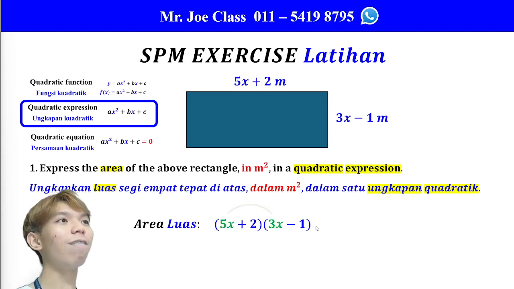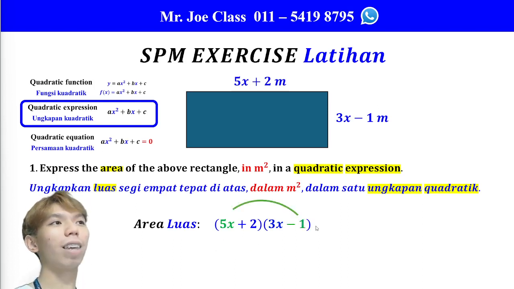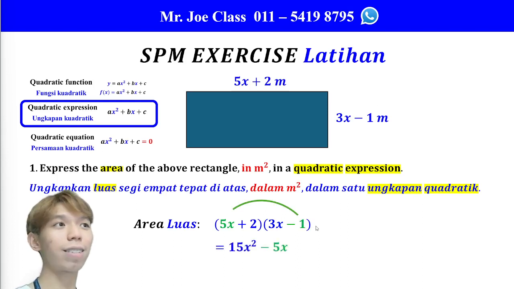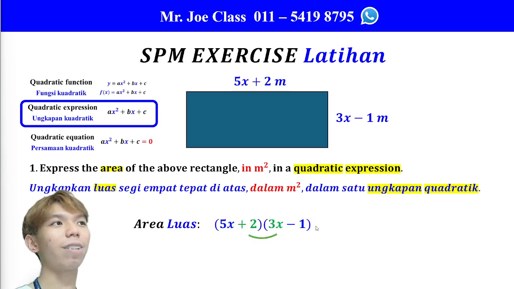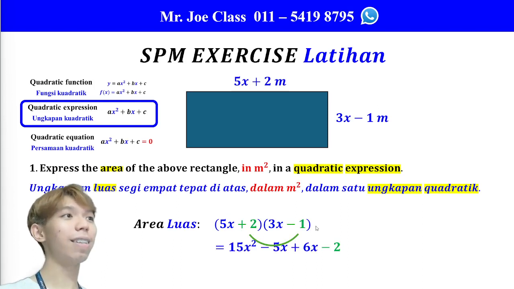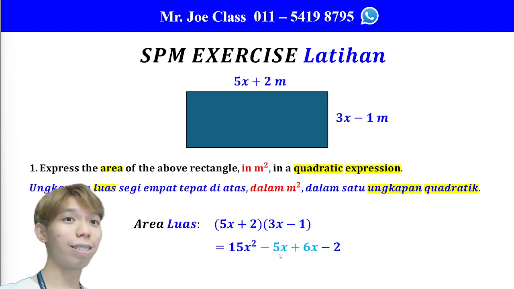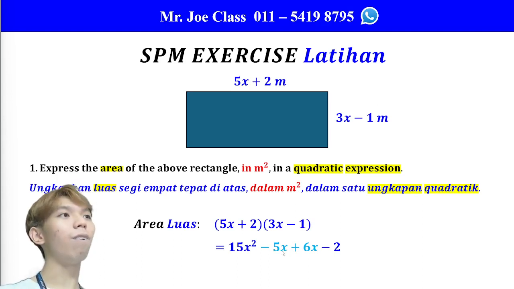Now, 5x multiplied by 3x, so you get 15x squared. Then 5x multiplied with negative 1, you'll get negative 5x. 2 multiplied with 3x, you will get positive 6x. 2 multiplied with negative 1, you will get negative 2. But now you have to simplify the remaining ones. Negative 5x and positive 6x can be combined together. Negative 5 plus 6, the answer is positive 1, so positive 1x, you just write positive x.